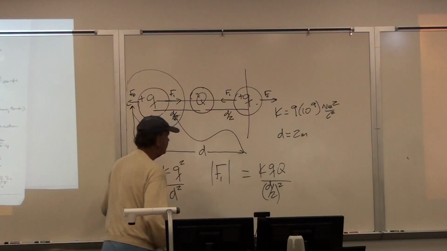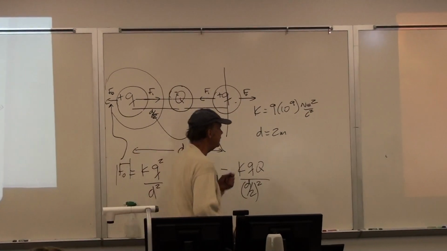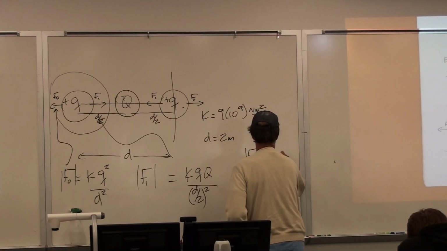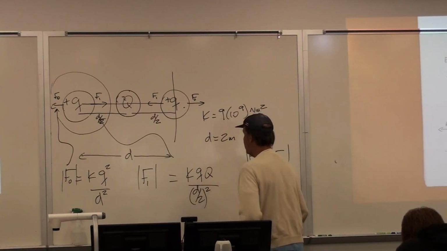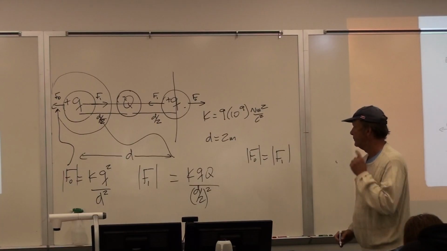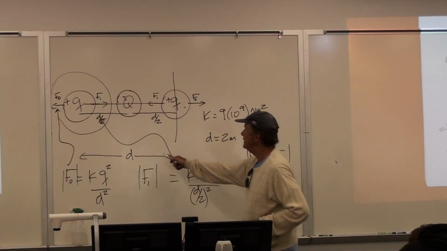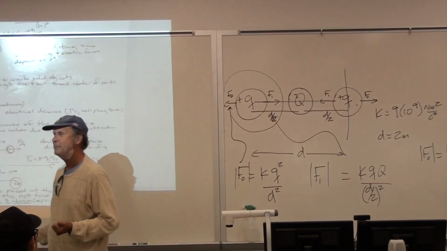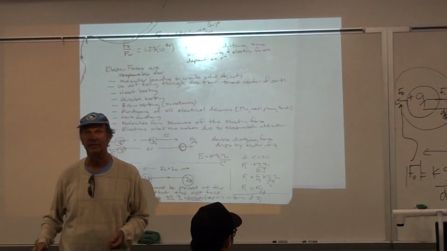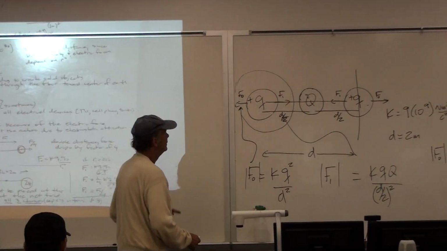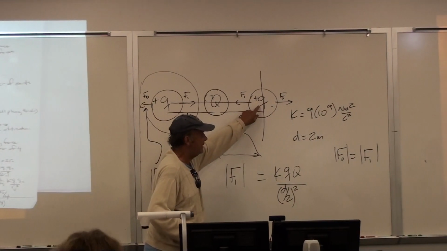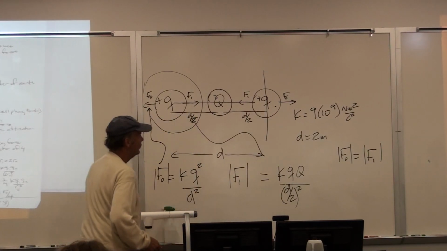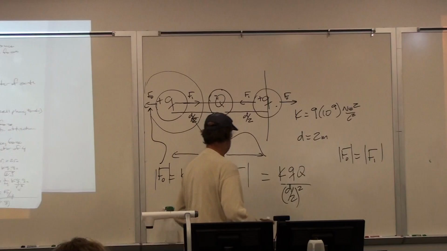And so what I'm going to do then is set the magnitudes of those equal, and solve for big Q. I may need D, I may not. It looks to me like it may cancel. I may need K, I may not. Looks like it may cancel too. I may need little q, may not. That might cancel, may not. So we'll just see where the math takes us with this.